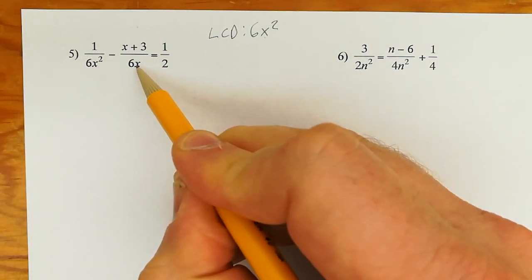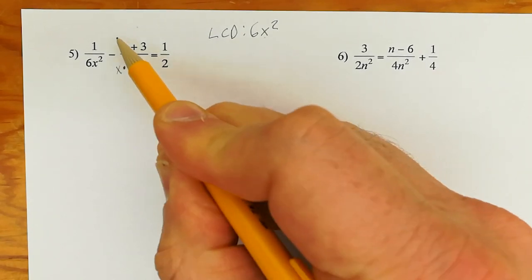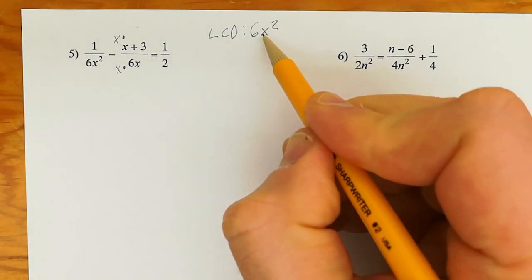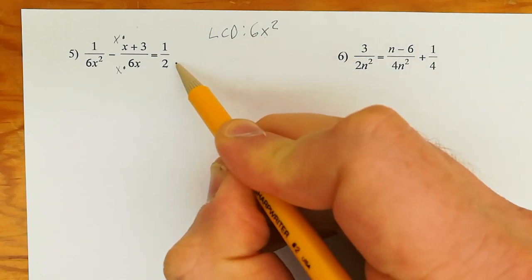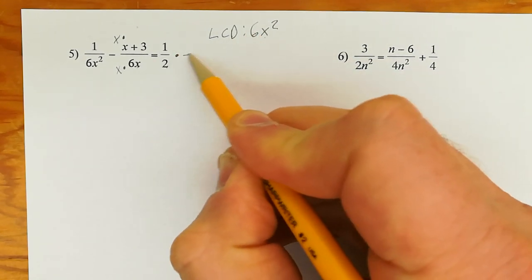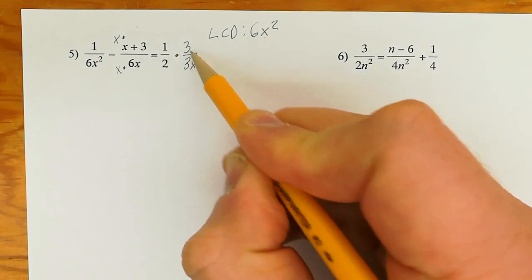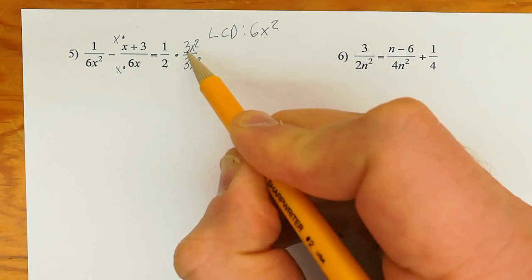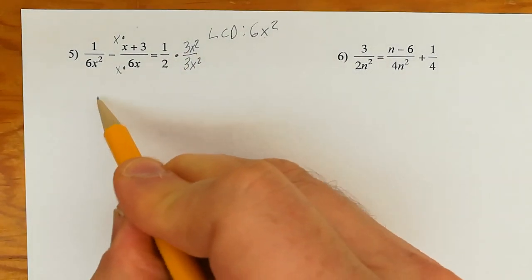This one needs an additional x, so we're going to have to multiply the denominator by x and, of course, the numerator by x. And then this needs to look like this. Well, 2 goes into 6 3 times, so I'm going to need a 3. And then I also need the x squared. All right, so 2 times 3x squared would give me 6x squared. So that's what we're multiplying that by.